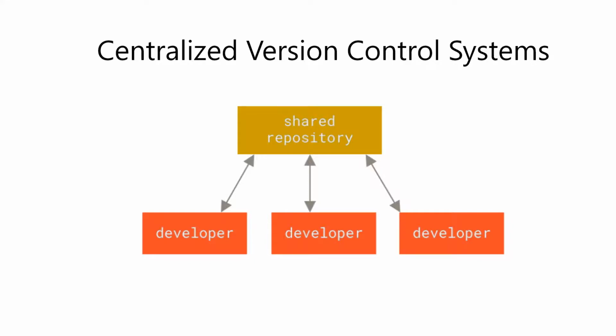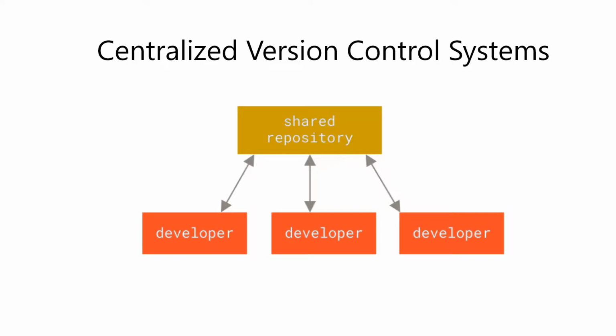Centralized version control systems have many advantages, especially over local version control systems. For example, everyone knows to a certain degree what everyone else on the project is doing. Administrators have fine-grained control over who can do what, and it's far easier to administer a centralized version control system than a local version control system.